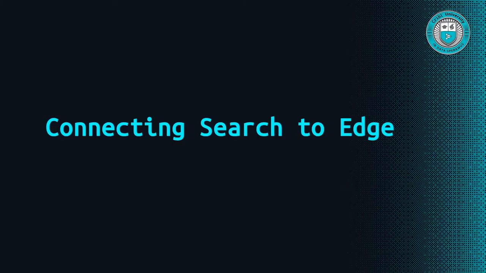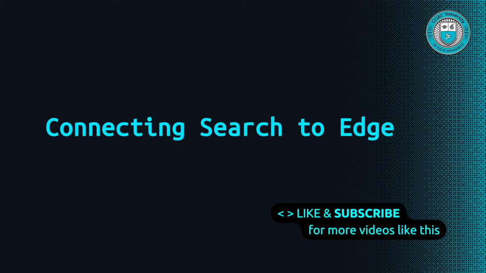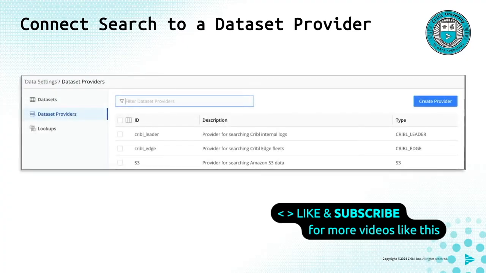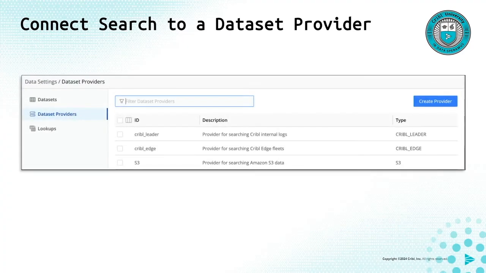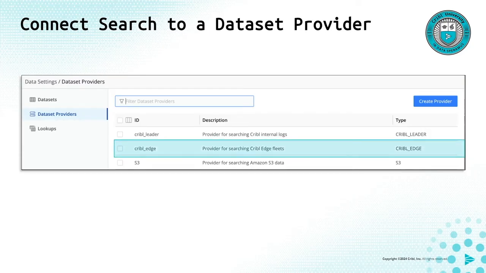Now let's take a step-by-step look at how you connect Cribl Search with Cribl Edge. The first step is to create a dataset provider in Cribl Search. But because Cribl provides a tight integration between its products, this dataset provider is already created for you. This connection allows for Cribl Search to search for data at the edge.